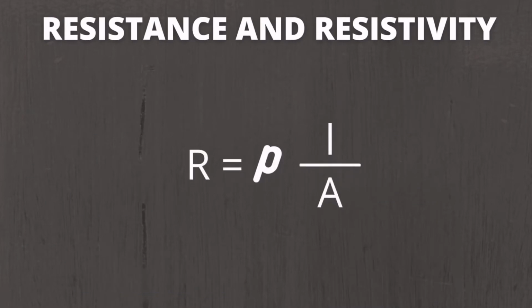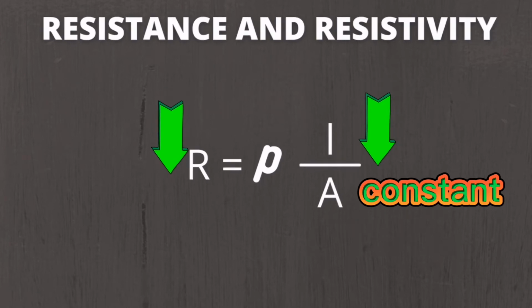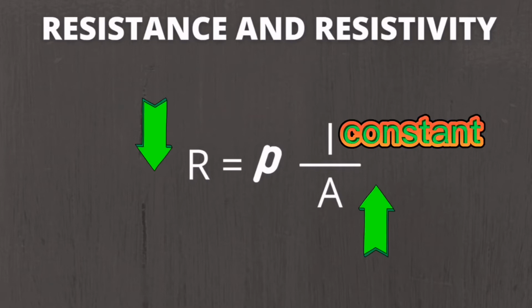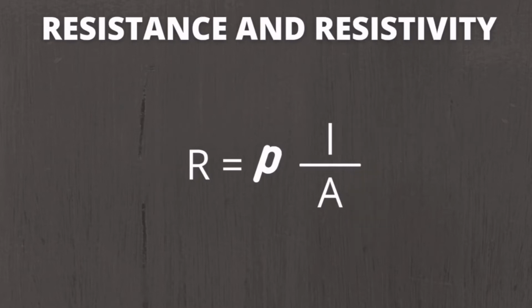Again, as a summary based on the formula, as the length increases, resistance also increases, and as the length decreases, resistance also decreases, with constant cross-sectional area. It is because the resistance is directly proportional to the length of the conductor. If the area of the conductor increases, the resistance decreases with the same length. And if the area decreases, the resistance increases with the same length. It is because resistance is inversely proportional to the cross-sectional area of the conductor.